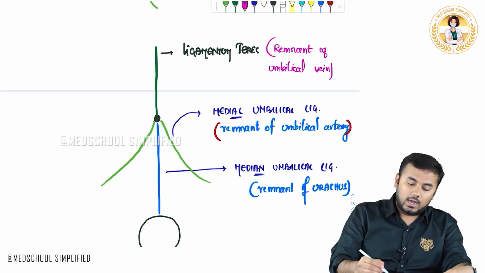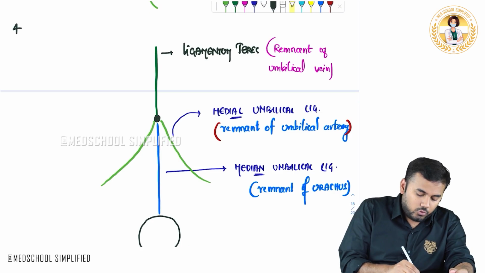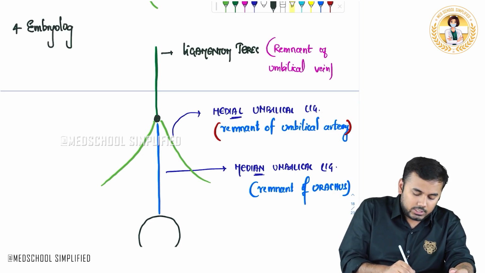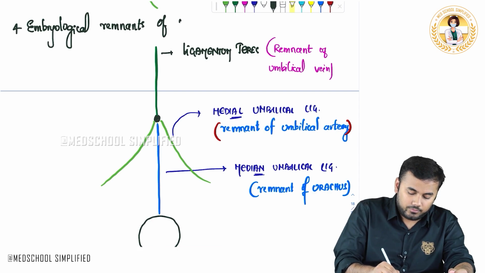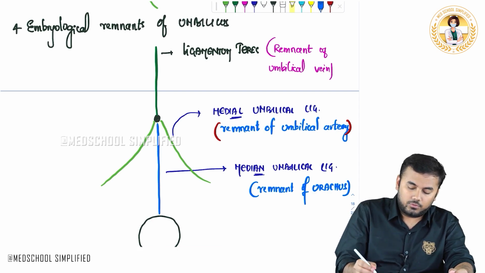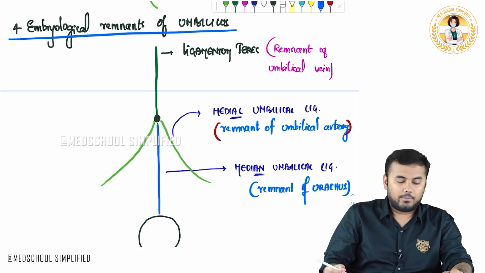So these are the 4 embryological remnants of the umbilicus.